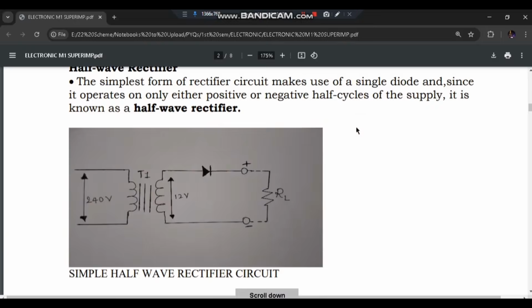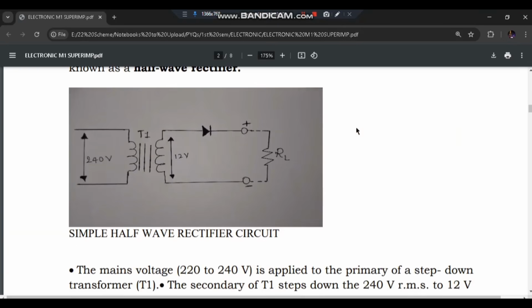This is the diagram you need to make. There is 240 volts here. This is the primary circuit and this is the secondary circuit. Two circuits are here, primary and secondary. 240 volts will be converted to 12 volts. And this is the resistance RL.